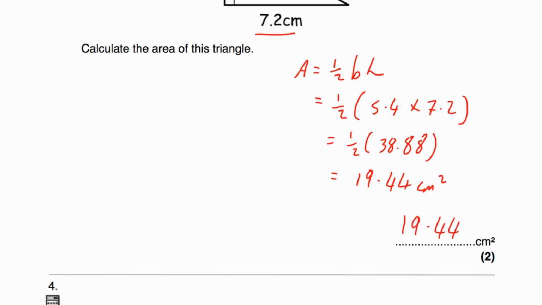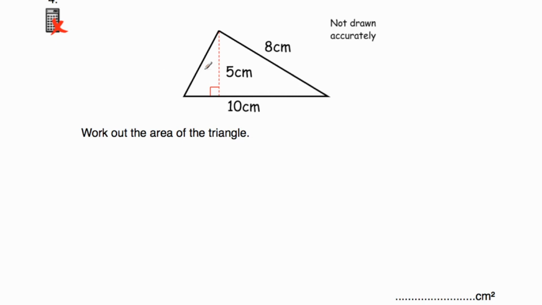Okay, let's have a look at question number 4. So question number 4, we've been given this triangle. The triangle has got a base of 10 centimeters. The length of this diagonal is 8 centimeters, and it's got a height going from the base up to the tallest point of the triangle of 5 centimeters.